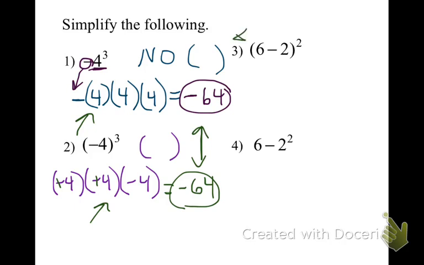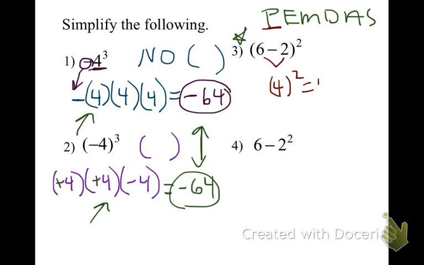Now, looking at example number 3, what are we going to be using? Don't forget, you'll be using PEMDAS. So go and solve number 3. So first off, I need to do parentheses. So it's 6 minus 2. I have 4. 4 squared is equal to 4 times 4, which is going to give me 16.